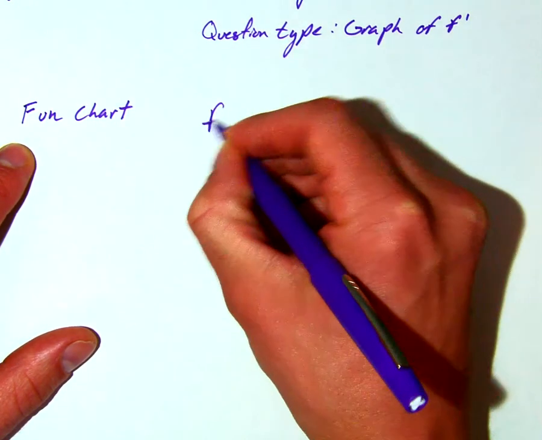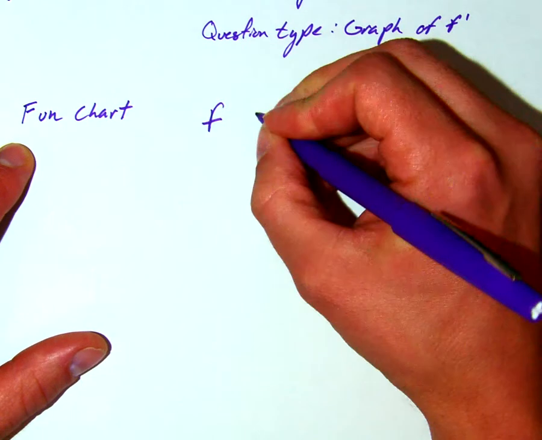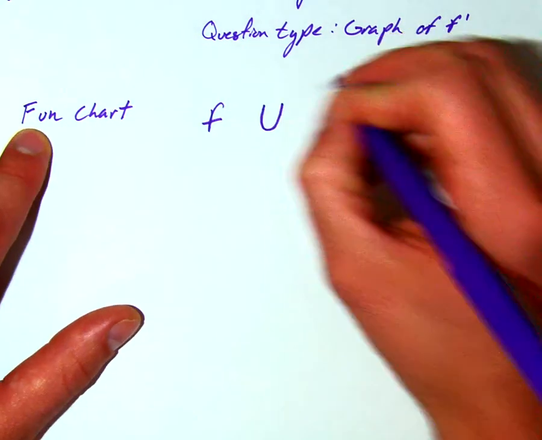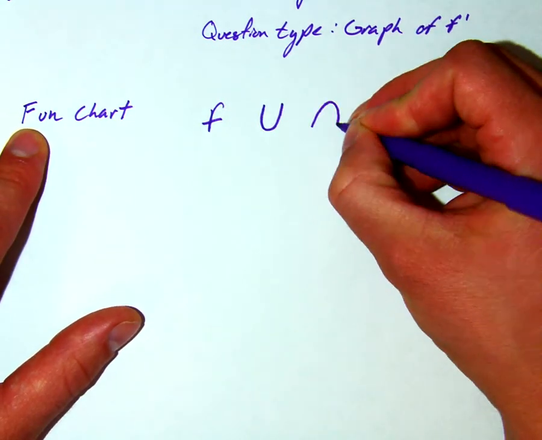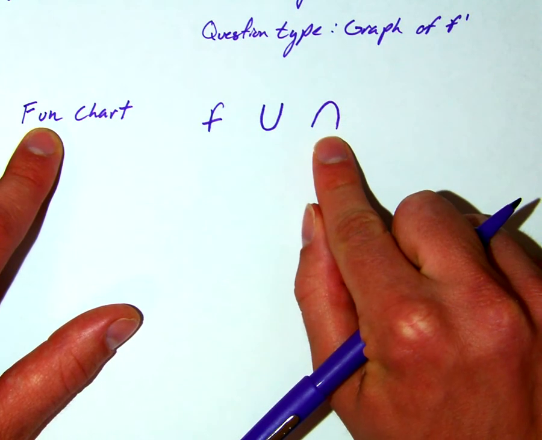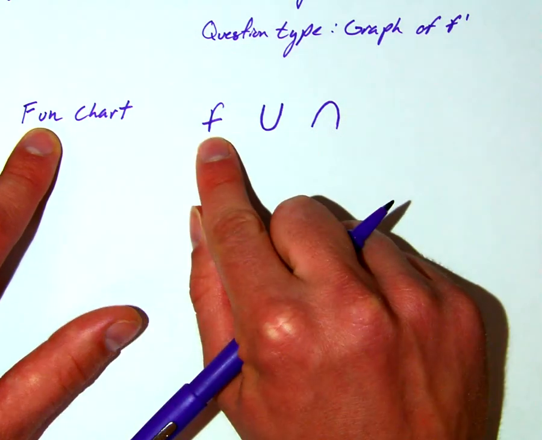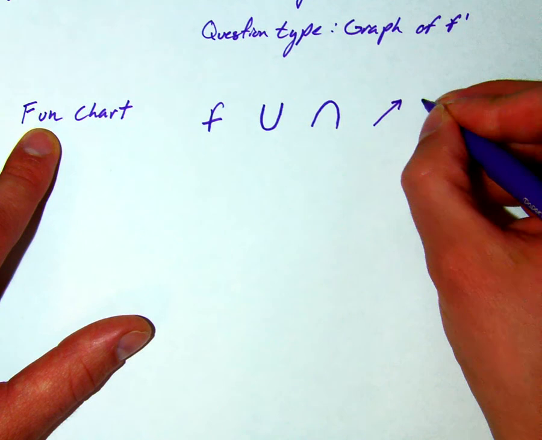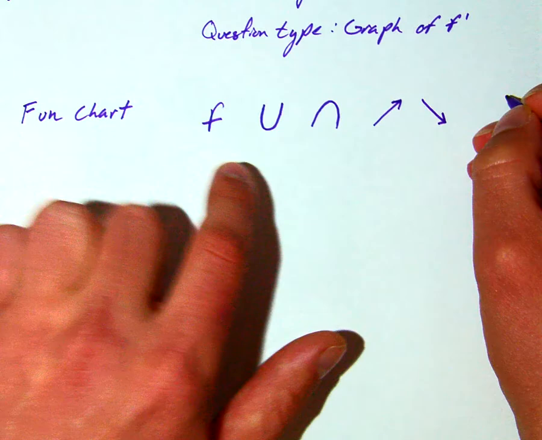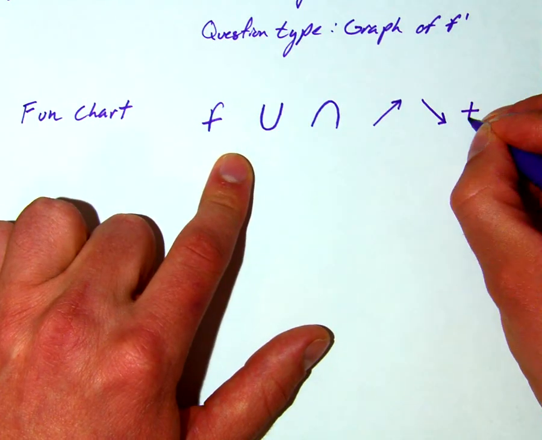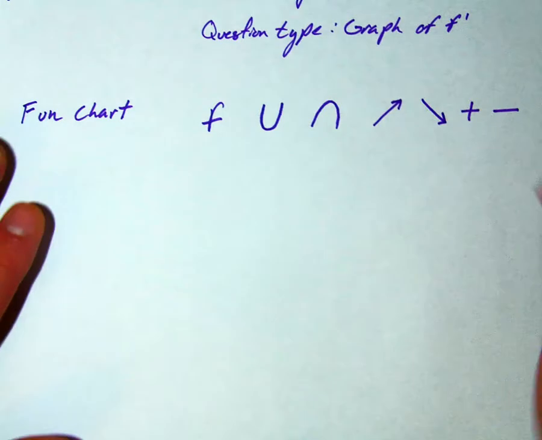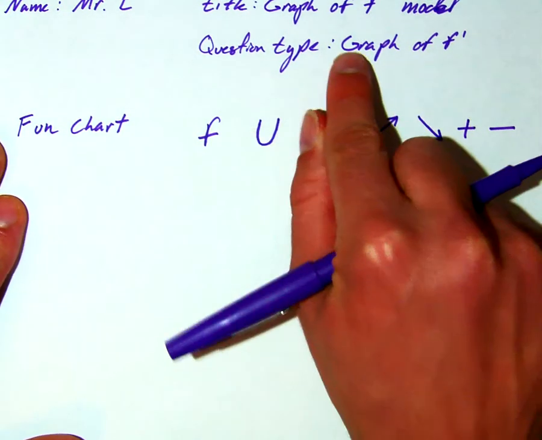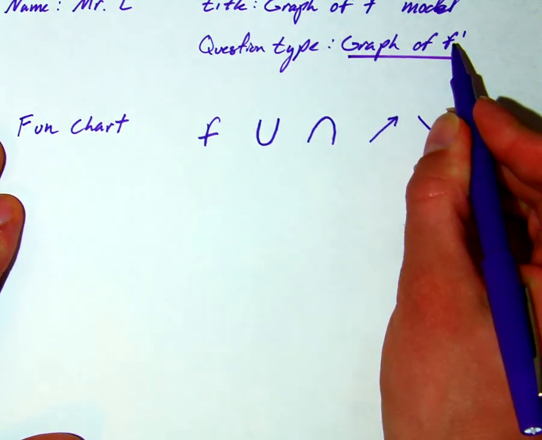If I have the function f, I'm going to draw it when the graph of f is concave up. That's like my u. And I'm going to draw concave down, and that's going to be kind of my n. I'm kind of pushing it. The graph of f can also be increasing or decreasing. And the graph of f can also be positive or negative. Now, all of these problems aren't going to give you the graph of f. They're going to give you the graph of f prime.